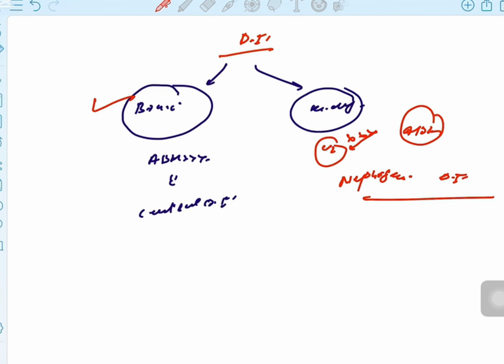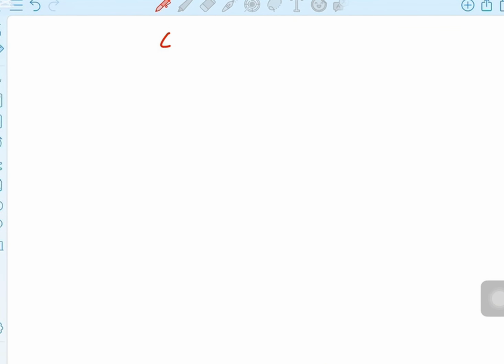Okay guys, now we will discuss a little bit more in detail about diabetes insipidus. First of all, we have to understand what the causes of central diabetes insipidus are. So basically, for central diabetes insipidus, the main causes may be a problem with the posterior pituitary, meaning we know that the posterior pituitary is the main site from where the antidiuretic hormone is produced.